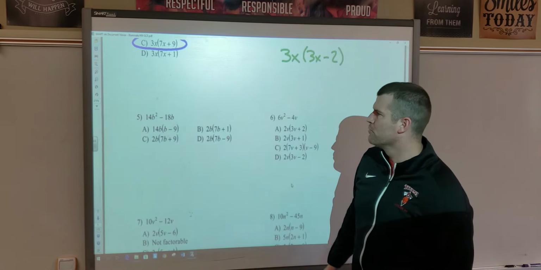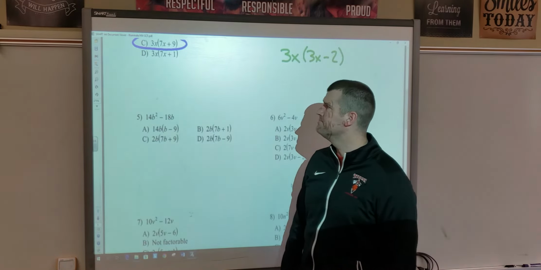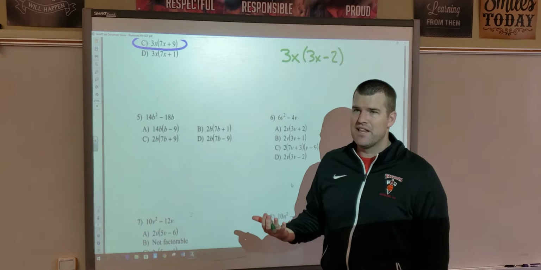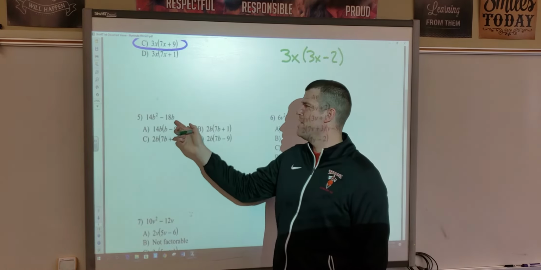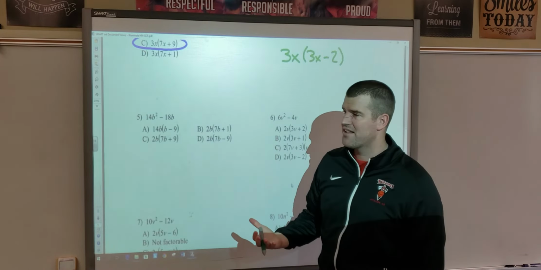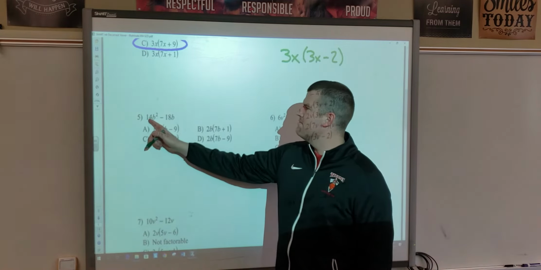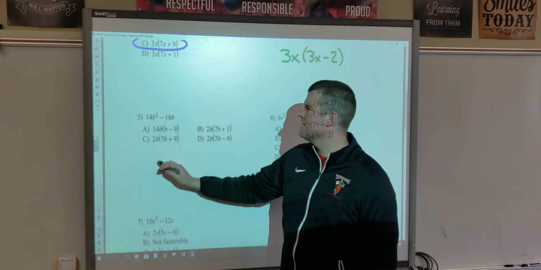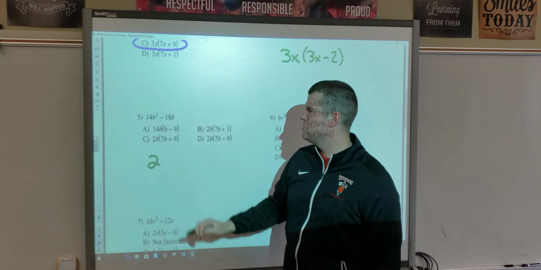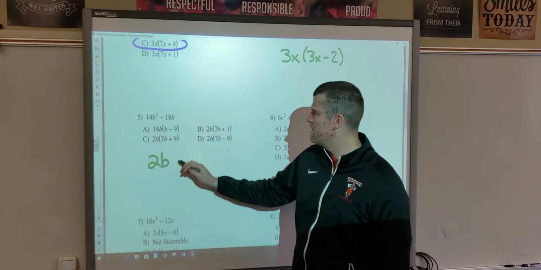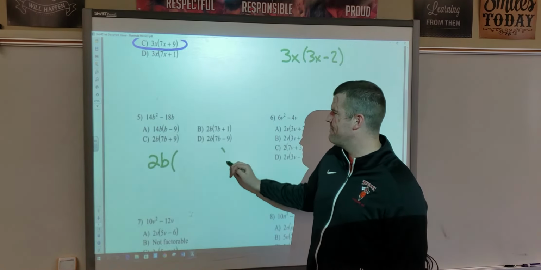All right, 14b squared minus 18b. If we change it from x's to b's to w's, it doesn't matter what letter it is. If they're the same letter, then we just treat it kind of like an x. We just write b because it's a b. When I look at 14 and 18, the biggest number I can take out is 2. And then they both have a b, so 2b. That is called our GCF.